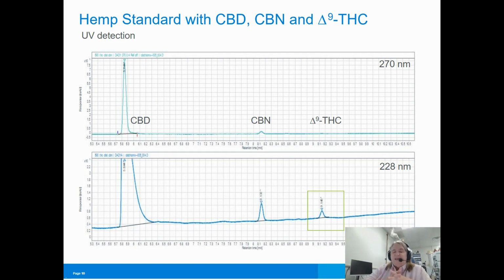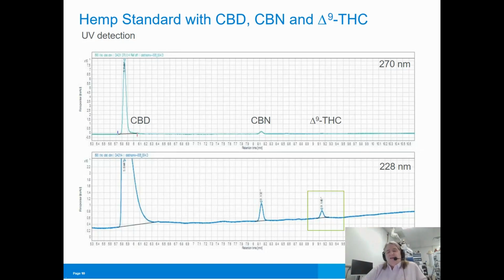Now, this is a standard that I worked with my friends at Sigma Aldrich in Round Rock, Texas, and this is their prototype standard that you can buy. It's a certified hemp standard, and they were very gracious to let me use it. I want you to take a look at things. We're looking here at 228, and this is a way that people have been able to deal with the fact that you have giant CBD, itty bitty delta 9 THC, right?